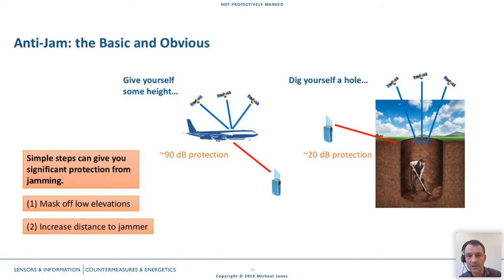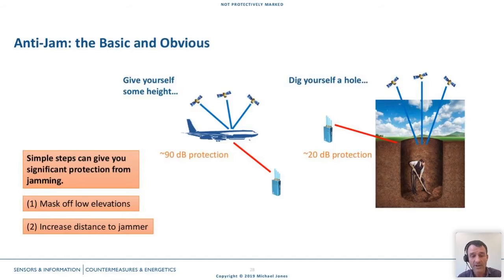And why do you want to do that? Well, because satellites generally come from the sky, and typically jammers will come from a low elevation, somewhere near the ground. So if you put your receiver in a hole, you can often get about 20 dBs of protection, and you're halfway there to protecting yourself from a big jammer.